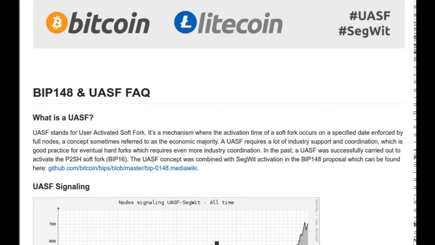Now, the hopefully there is the operative term, because if there is not an economic majority of full nodes that enforce BIP 148, then the user-activated soft fork can result in a very messy chain split. The user-activated soft fork on 1 August seems maybe at the moment, because participation is still low and UASF is not the only way forward.